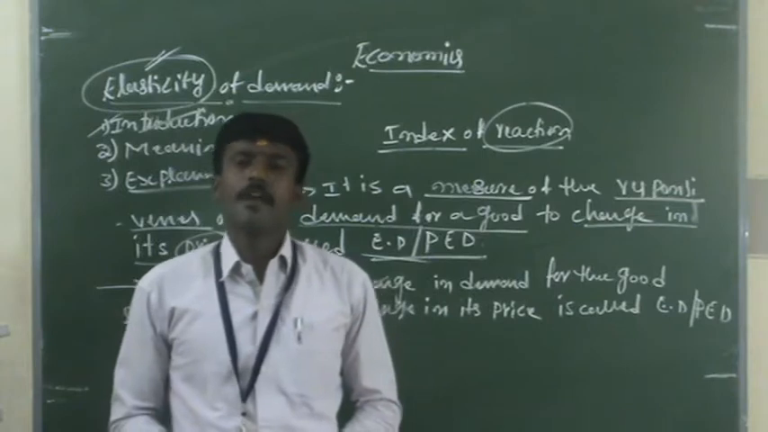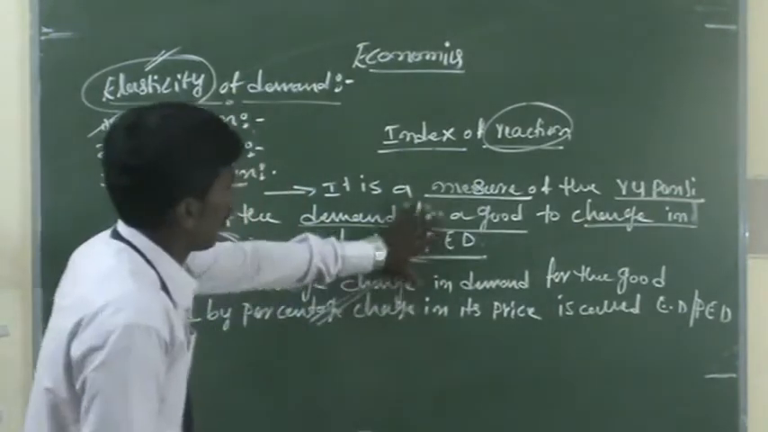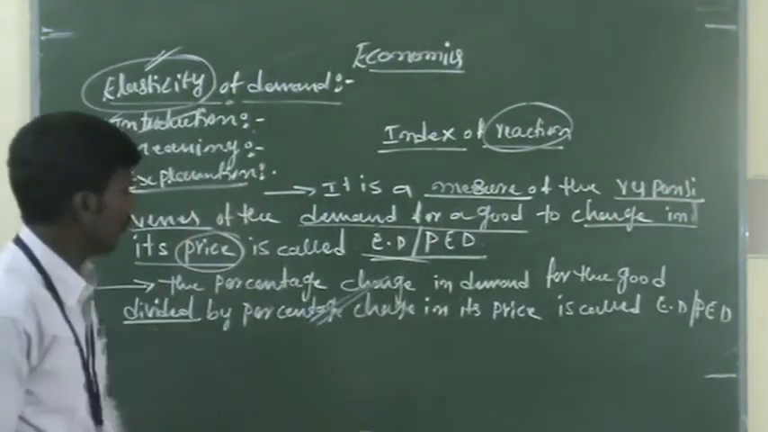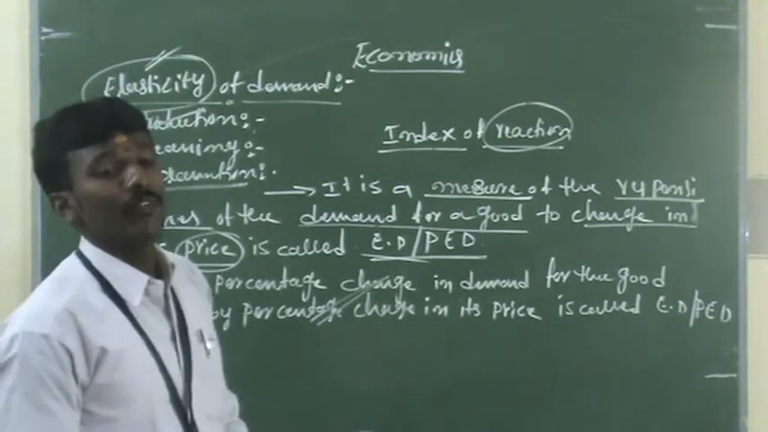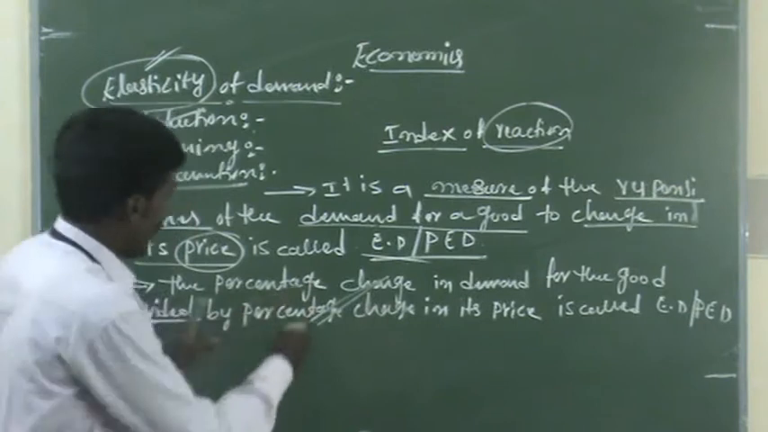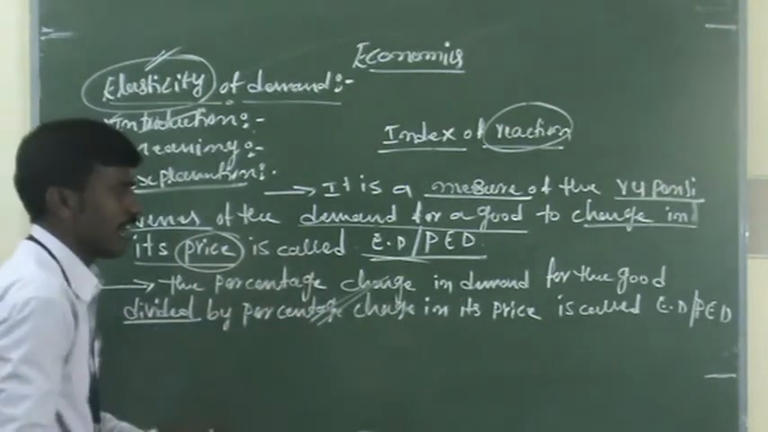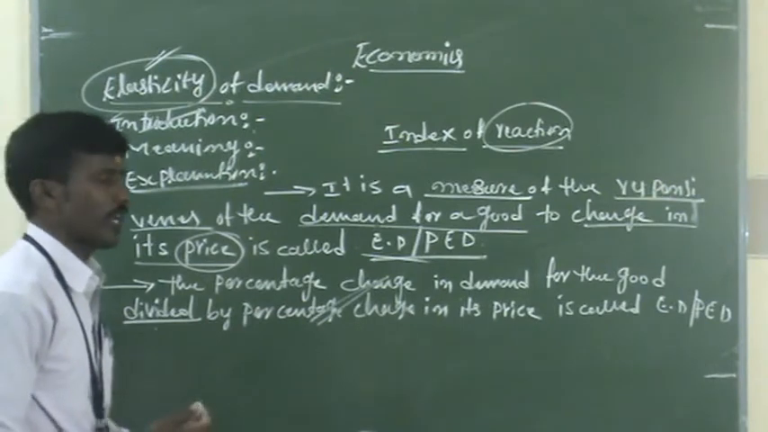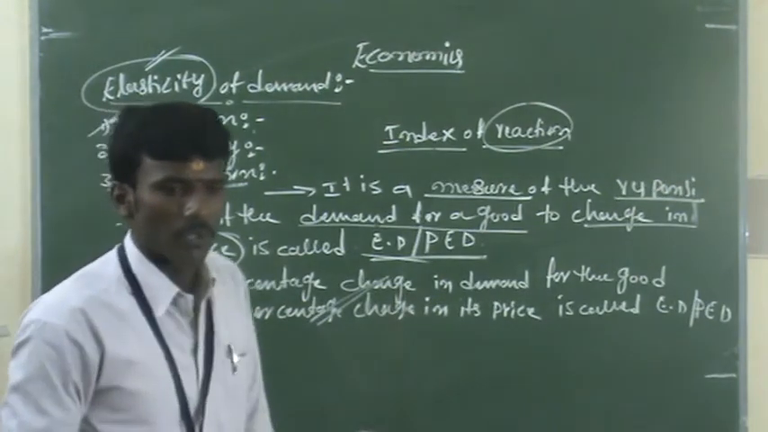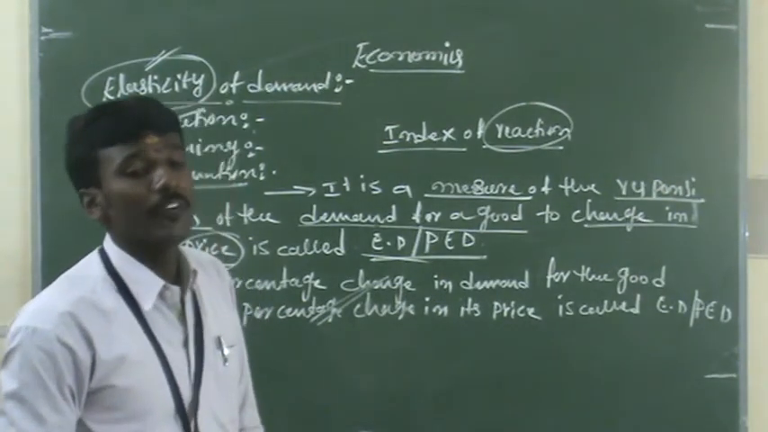See students, now there are two meanings here. Now this second meaning we are going to represent through the equation also. This meaning is: the percentage change in demand for the good divided by the percentage change in the price. This one we are going to represent through the equation.